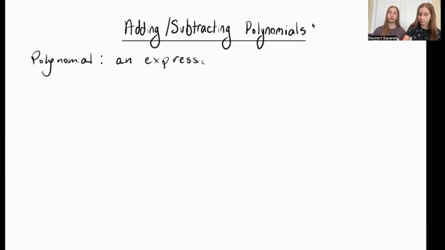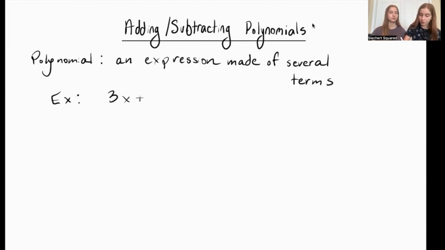On a prior video, we actually talked about what terms are. Terms are something that is made by multiplying several numbers or variables, or it could just be one number or one variable on its own. So, for instance, an example of one polynomial might look something like this: 3x plus 4.